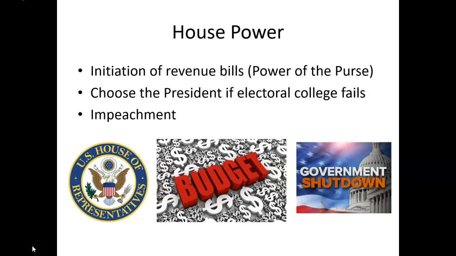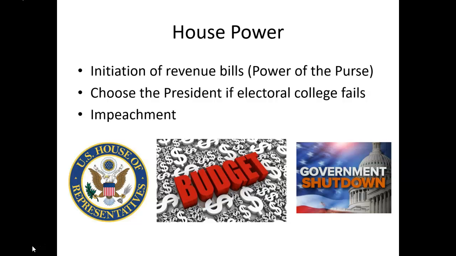Again, the House is considered closest to the people and closest to local communities. So the House is seen as a better chamber to dictate who that president ought to be and represent the people. The House also has the power to impeach. What this means is the House can place formal accusations before an elected official. In this case, we're talking about the president. And it doesn't mean that that individual is convicted or is going to be kicked out of office.